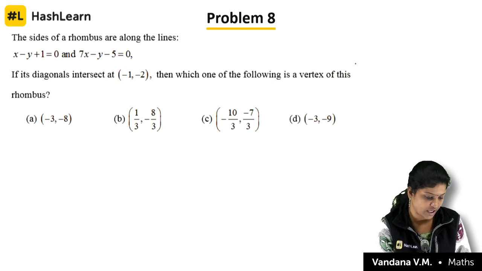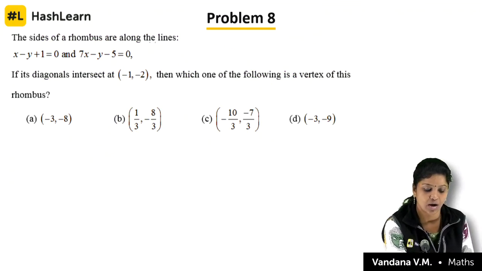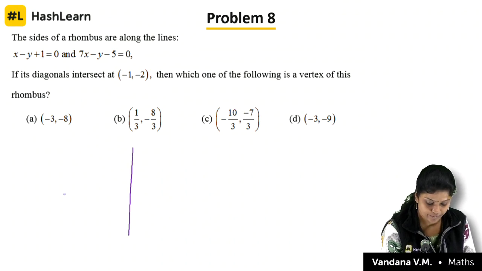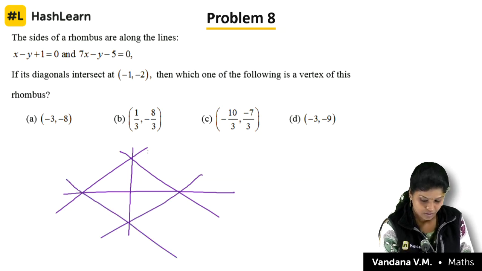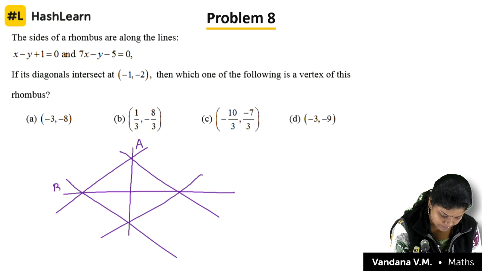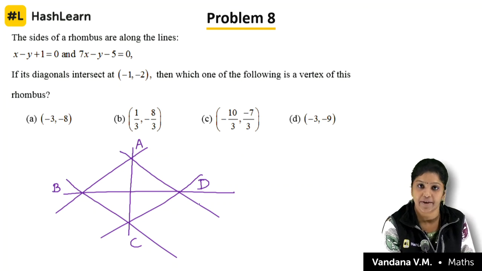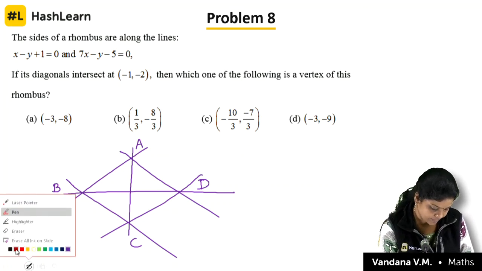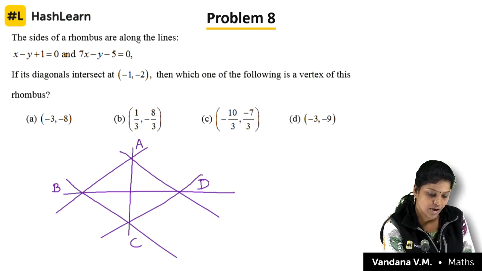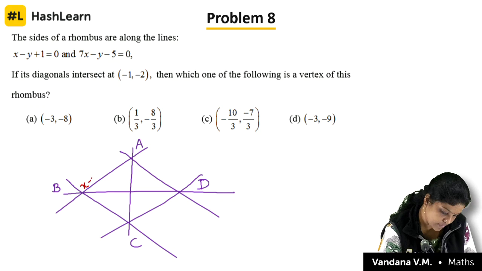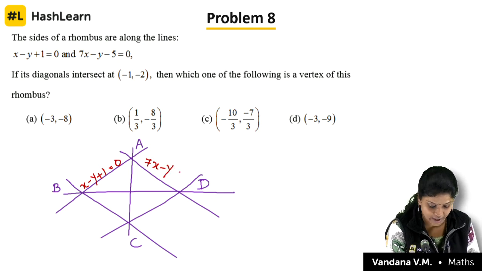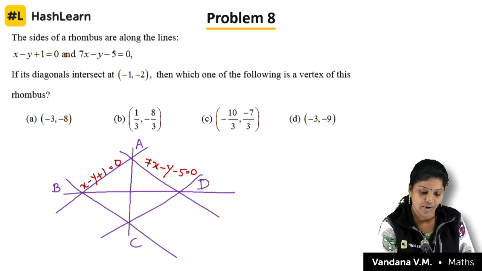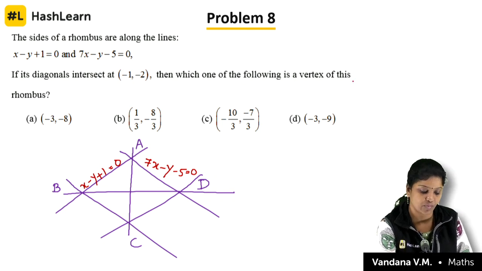So, the next one, we have very less time. The sides of a rhombus are along the lines. It is a rhombus. So, take this as A, B, C, because it must be in cyclic order, I cannot take C wherever I want. Now, write the equation. The sides of the rhombus are along the lines. The one is x minus y plus 1 is equal to 0. The other one is 7x minus y minus 5 is equal to 0.